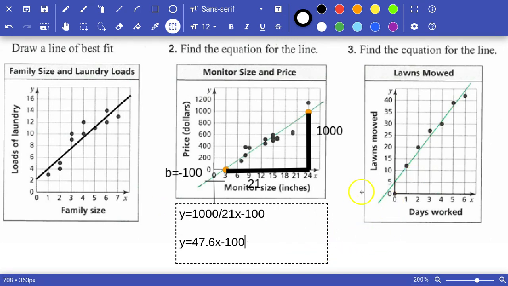Okay, I want you to pause the video and see if you can write the equation of this line right here, and then I will reveal the answer. Go ahead and do that now.